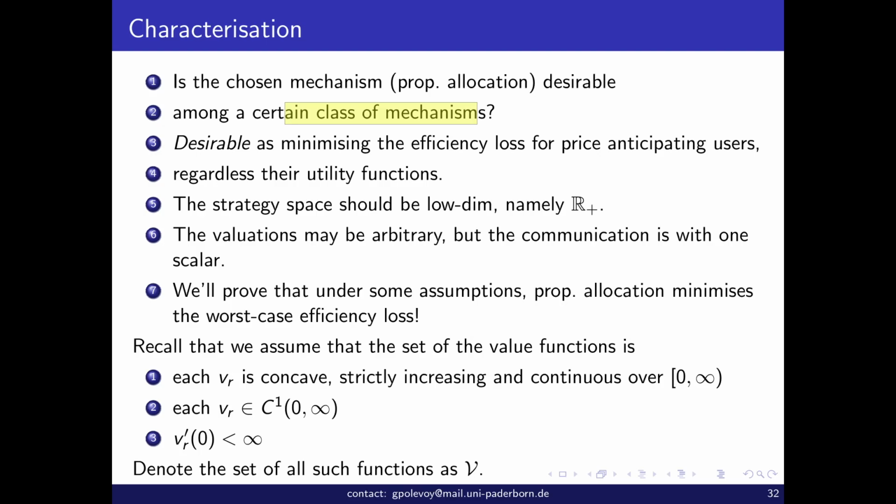I'm not telling that that's the valuation, but let's see what we assume. So let's wait for the formal definitions. The important part is that the communication is a real number, and we'll prove that under some assumptions, including technical, but not only technical assumptions, the proportional allocation mechanism that we have considered actually minimizes the worst case efficiency loss. Basically, the price of anarchy, the worst case efficiency loss, is minimized by the proportional allocation.